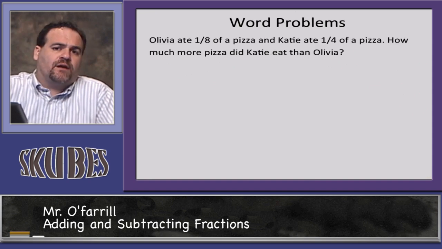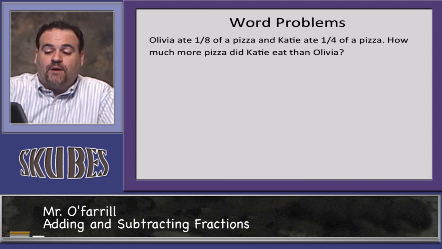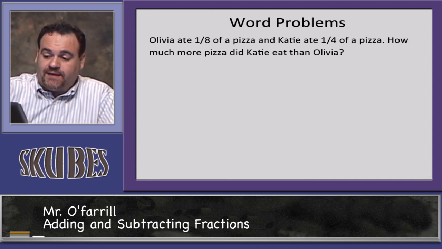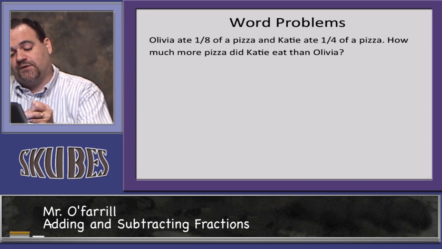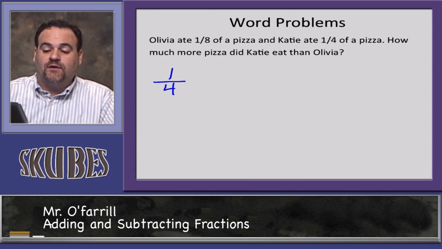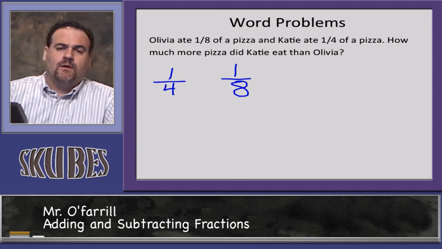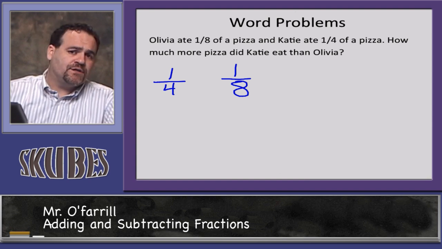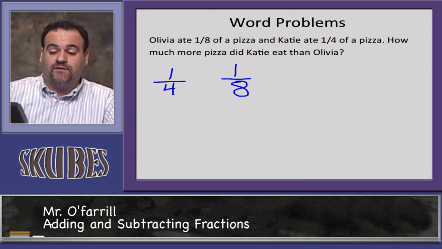So what does all this mean if we want to combine it into real context in a word problem? Here we have Olivia, who ate 1/8 of a pizza, and Katie, who ate 1/4 of a pizza. How much more pizza did Katie eat than Olivia? Okay, well, we have Katie's fraction, which is 1/4. And we have Olivia's fraction, which is 1/8. But it didn't really tell us what operation to do. That's where we're going to need to look for some clues within the word problem to decide what to do.